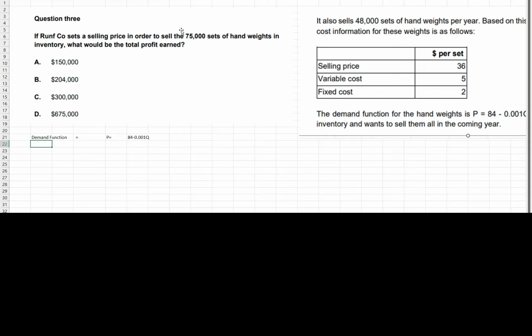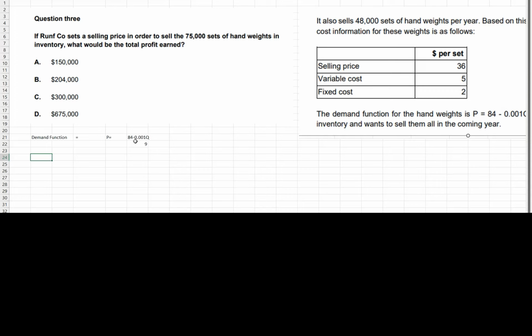So how much quantity are we selling? 75,000, right? So 84 minus 0.001 into 75,000 will give you the value 9. So it means at price 9 we can sell 75,000 units.